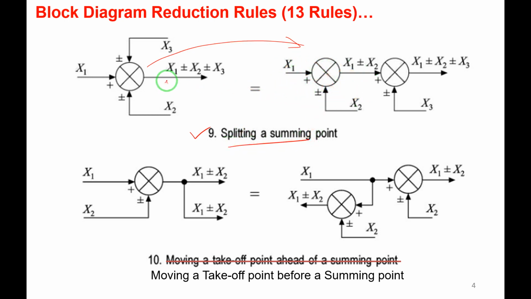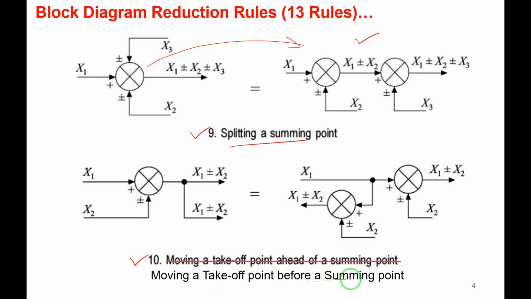Yes, but this is not preferred. Sometimes it is preferred, sometimes it is not, because it is increasing the hardware. Only one summing point is actually some sensing device, right? So we are making it two. But if the situation demands, then we have to go for splitting a summing point. It is not mandatory that we have learnt all the 13 rules and we have to apply all the 13 rules for a particular problem. Based on the situation, whichever rule is suitable for reduction, that we have to apply. Is it fine? Okay, next we'll proceed to the 10th rule.